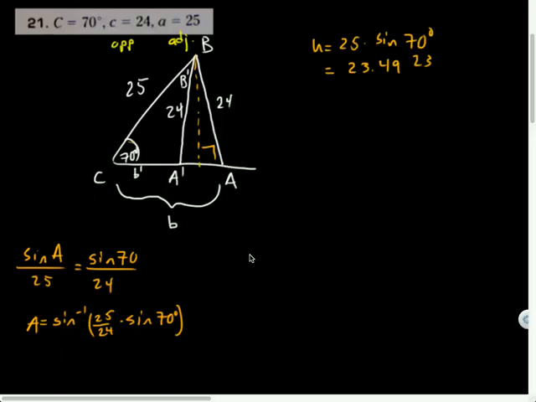So let's plug that in the calculator. 25 24ths times sine of 70. And I get A is, I'm just using equal signs because I don't feel like writing squiggles, 78.1941.